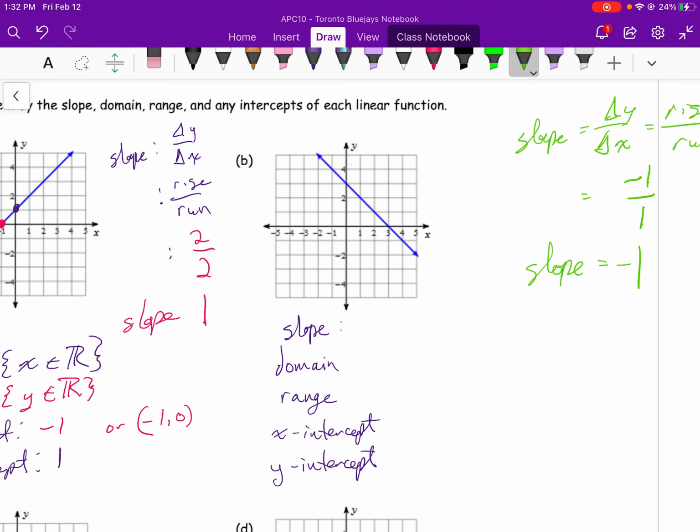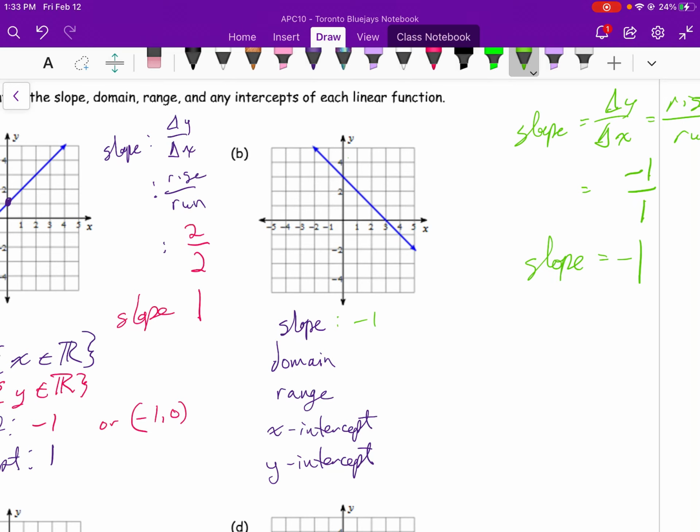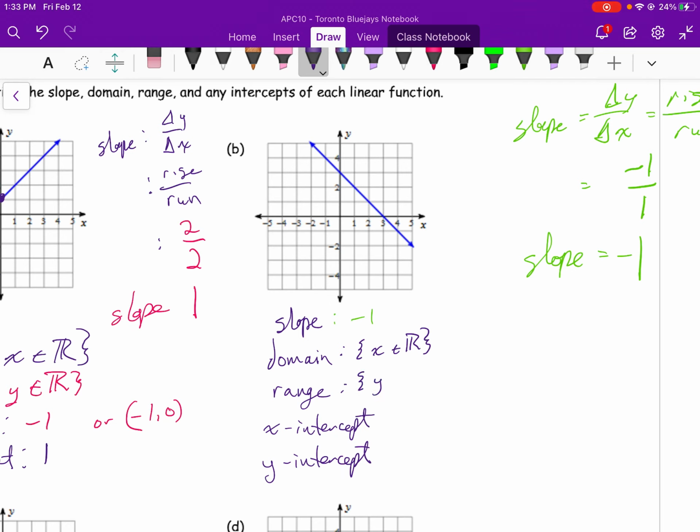So my slope is -1. My domain, very similar to the previous graph, x can take on any value because the graph continues going on towards the left direction and the right direction. So really what we're going to say is my domain is x is an element of the reals. My range is y is an element of the reals. And the reason for that is because my graph goes down forever and it also goes up forever, without bound. It doesn't stop at any one point.